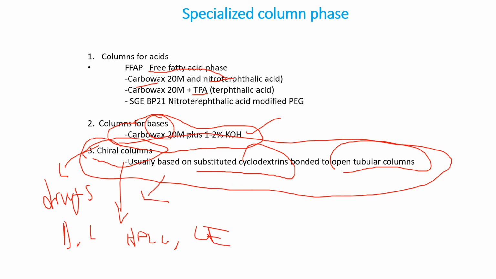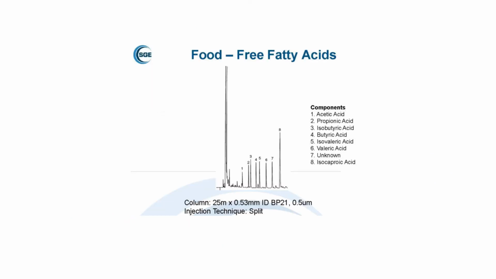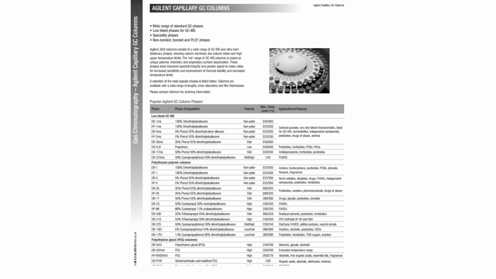But if you work later in a pharmaceutical company and your lab does not have any of these, we can't ask our boss to buy them, and the only instrument available in the lab is GC, so what should we do? You can buy this chiral column and do your work. As simple as that. So this is a separation example of free fatty acids: acetic acid, isobutyric, isocaproic. You can see the separation is good.